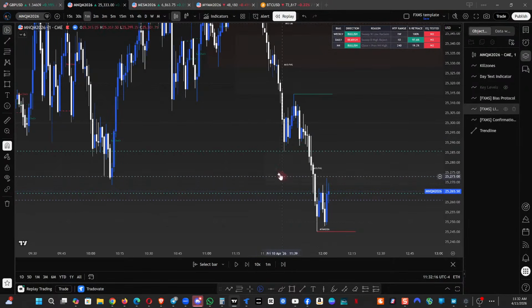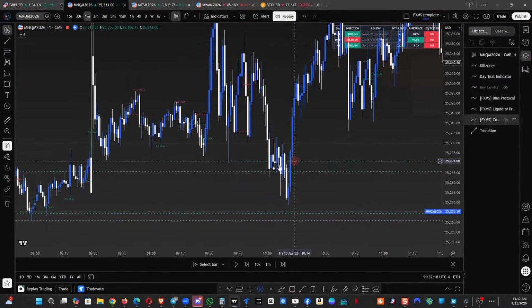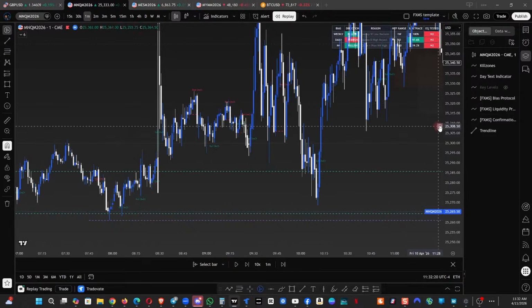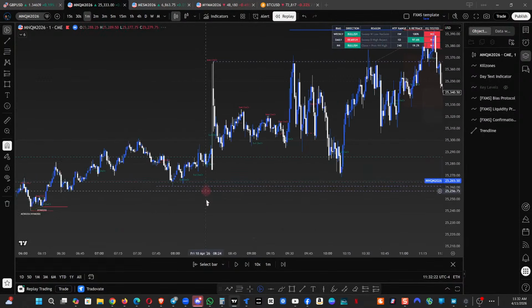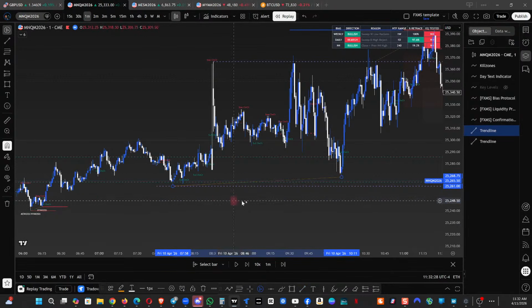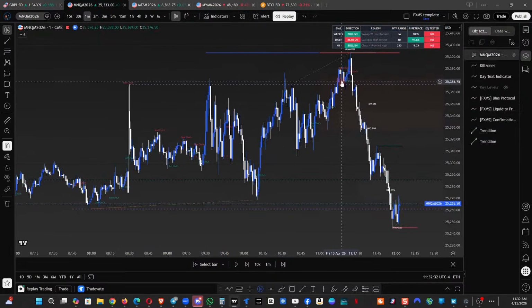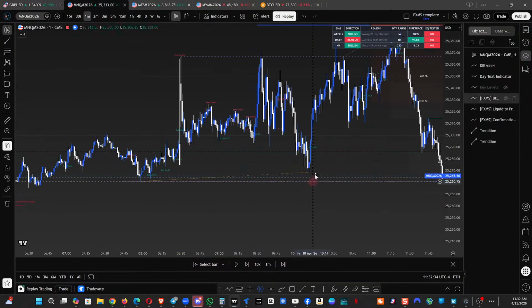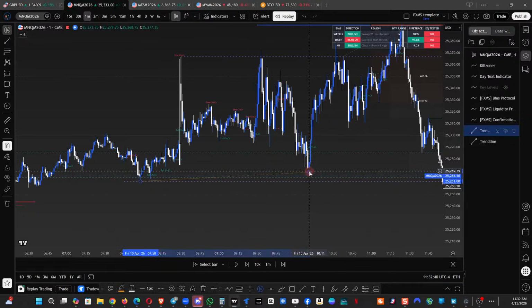Let me see if I can find an example here. Okay, yeah, like this right here. See this move here from this low to this low right here is higher, and then you can see price goes up quite a bit. So let's say we were looking for price to buy up from here, and we wanted to see price come down and sweep this level, this low, to give us the buy setup.